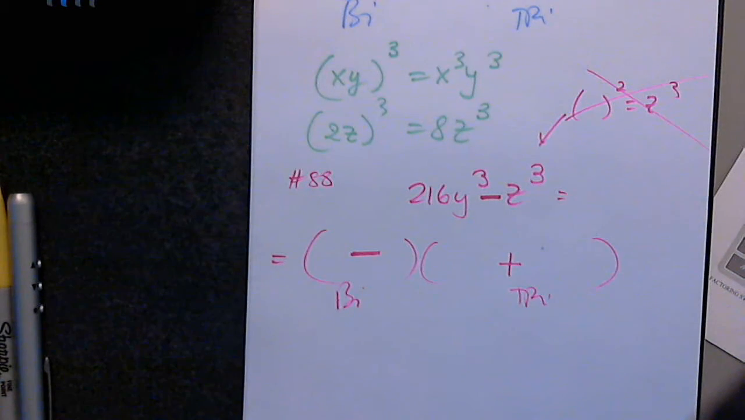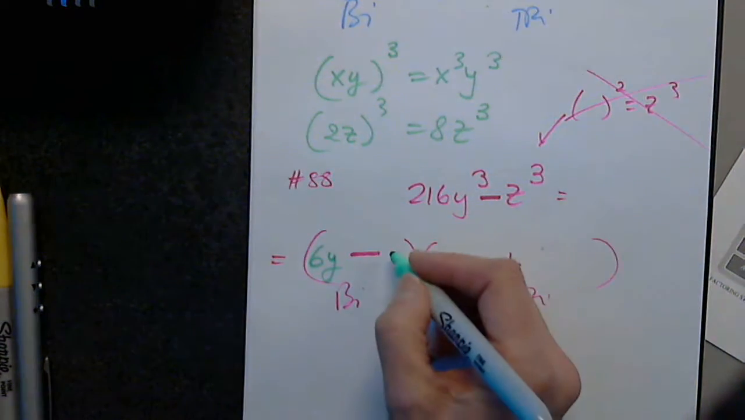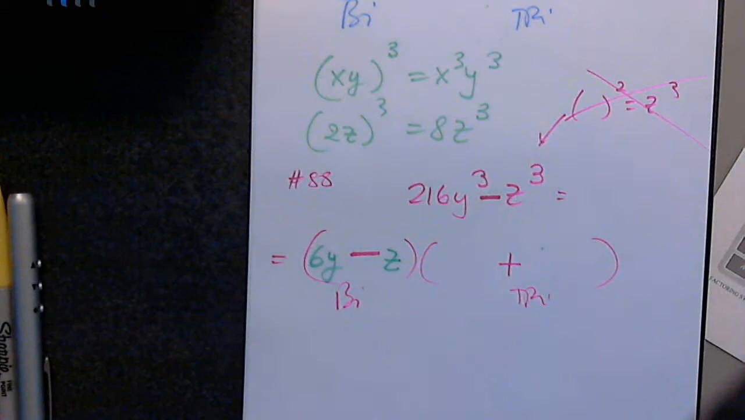Okay, so now I have to discover what do I cube to get 216y cubed. And the answer is 6y. Perfect. What do I cube to get z cubed? That's silly. Just z. Now the pattern inside, remember, square this, put it here. Square this, put it here, and in the middle, just the product. Multiply everything you see.